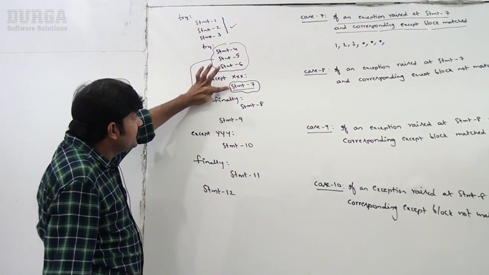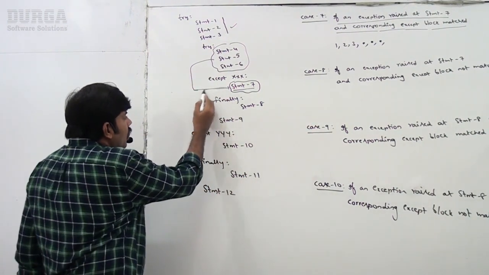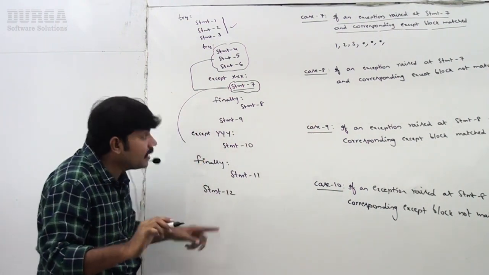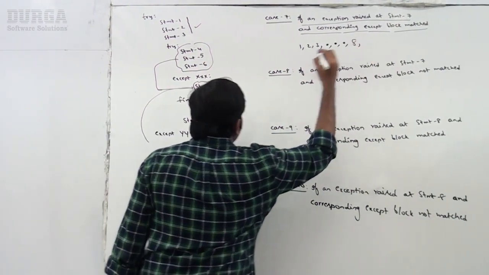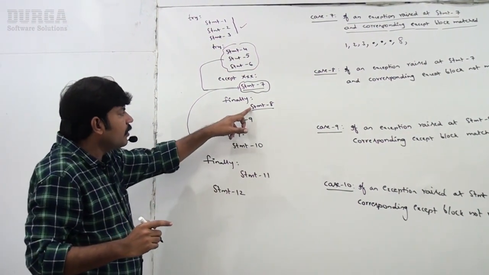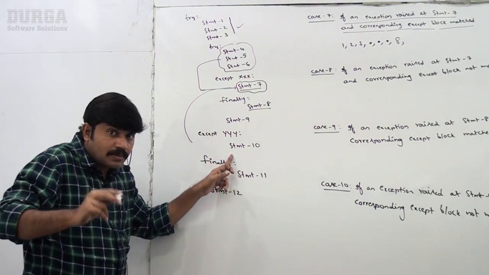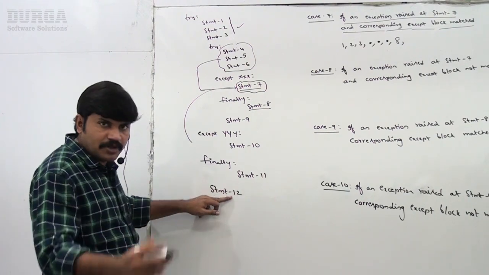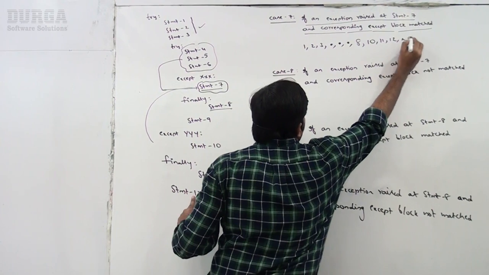Okay, sir, while executing 7, there is a problem. Now the control should go to the outer except block. But before going to the outer except block, the finally block will compulsorily be executed. That's why, sir, 8 will execute, only finally. After that, now the control comes to the outer except block. Is the outer except block matched or not? Yes, matched. 10, 11, 12, normal termination.